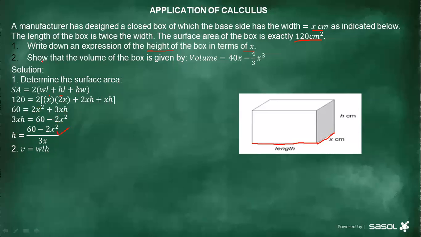And then the second question says, show that the volume of the box is given by this. We have to prove this now, the volume of that. Now, how do we do that there? Instead of h, now you are going to be substituting with 60 minus 2x squared over 3x. Then you just multiply.